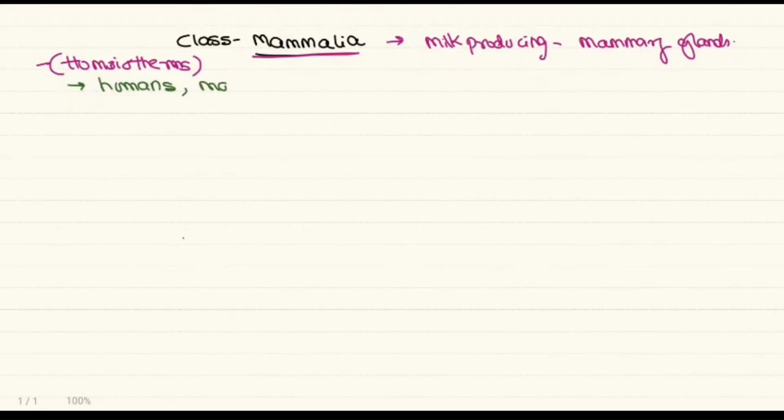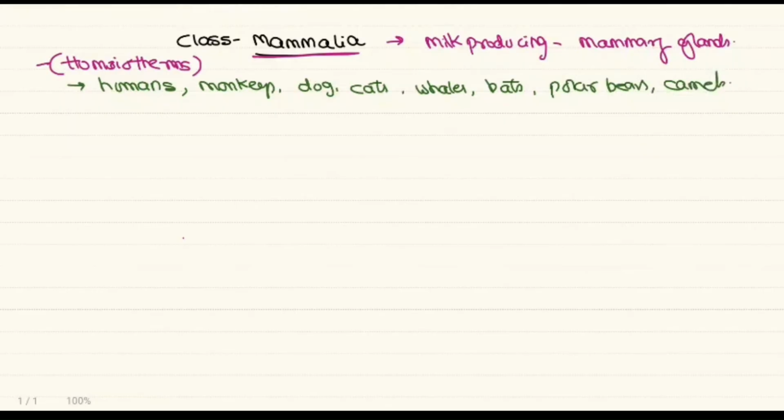When we say mammals, you can get different types of animals as examples. We start with the humans. Humans are mammals. Our close friends are monkeys. In day-to-day life, we see dogs, cats, lions, tigers, elephants, whales, bats. What else? We can find the polar bears. We can see the camels. So all these are examples of mammals.